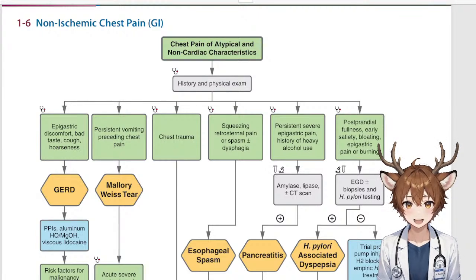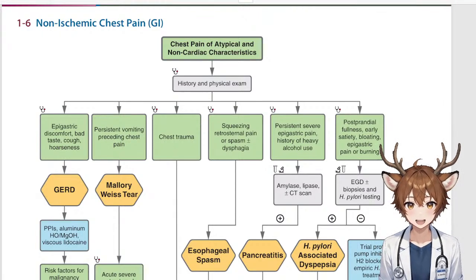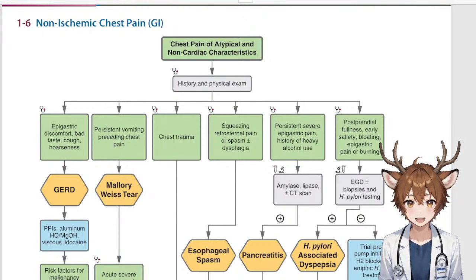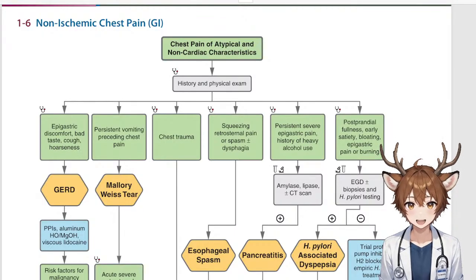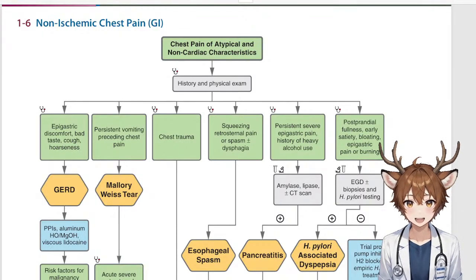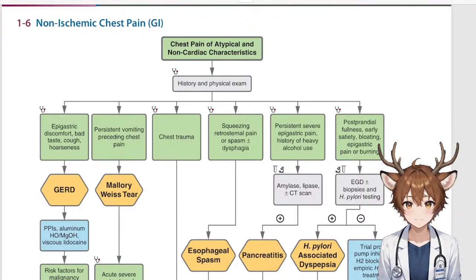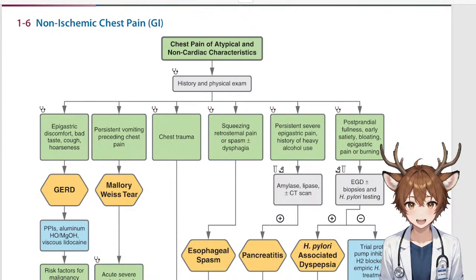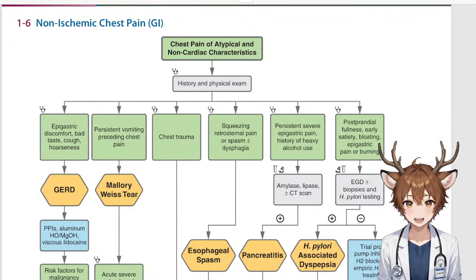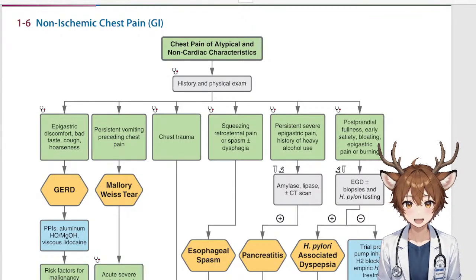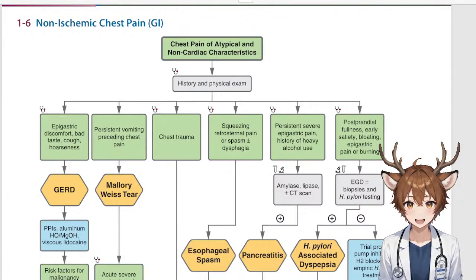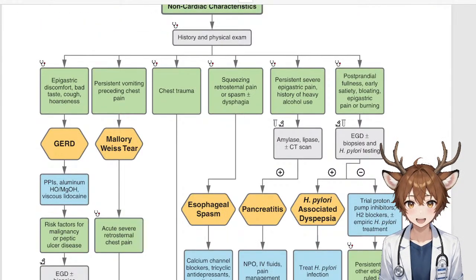We're talking about non-ischemic chest pain, GI. So chest pain of atypical and non-cardiac characteristics. History and physical exam. Let's say, for example, we're doing a physical exam and history, and we say, oh, epigastric discomfort, bad taste, cough, hoarseness. What do we think? GERD, gastroesophageal reflux disease. You treat that with PPIs, proton pump inhibitors, right?